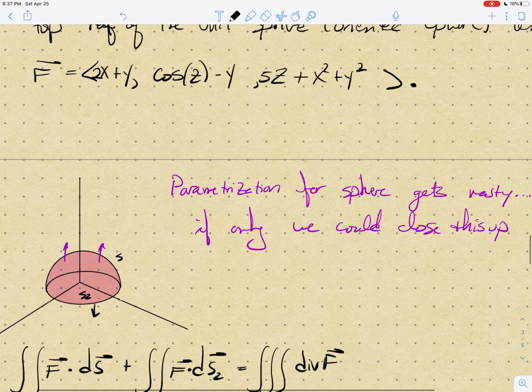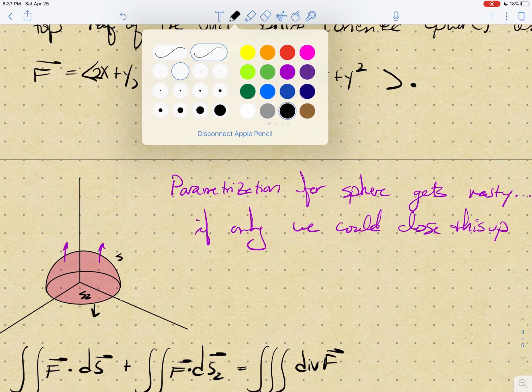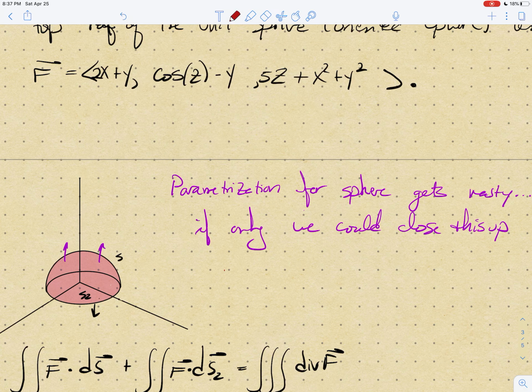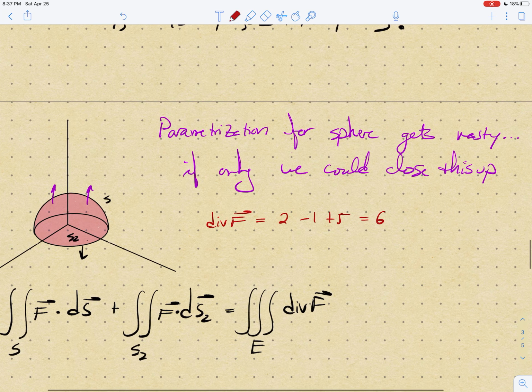And the divergence of F, we should compute that. Let me scroll up where you can see. Let's change colors. I don't know, let's find something festive. So the divergence of F is, work it out with me. So it's going to be what? 2 minus 1 plus 5, which is just 6. So wow, that's really nice.